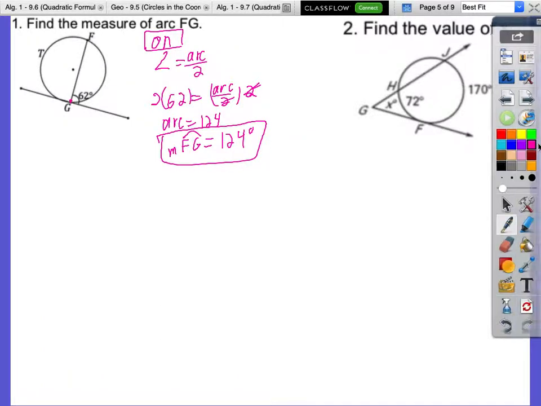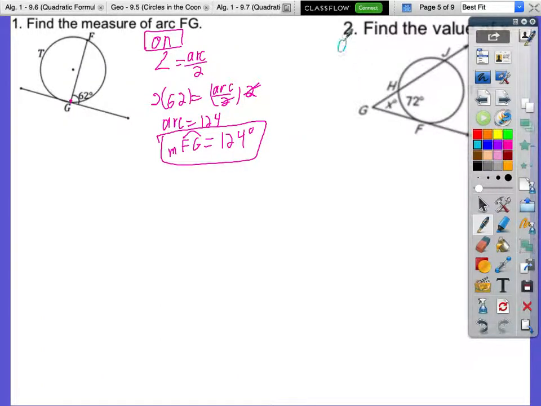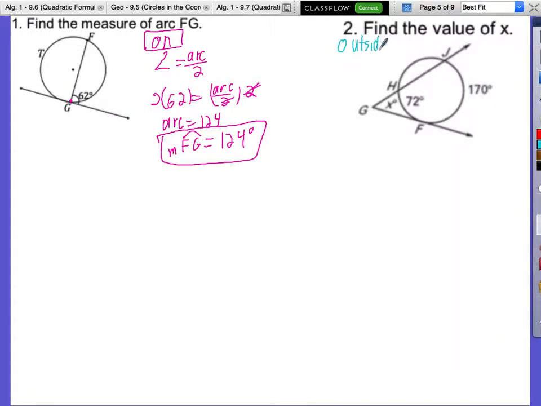Outside. Now this one's outside. Ooh, we're already on the next one. The vertex is outside. Give me a minute, please. First of all, question on number 1. Why are we set up that way? Okay. Number 2, vertex is outside.